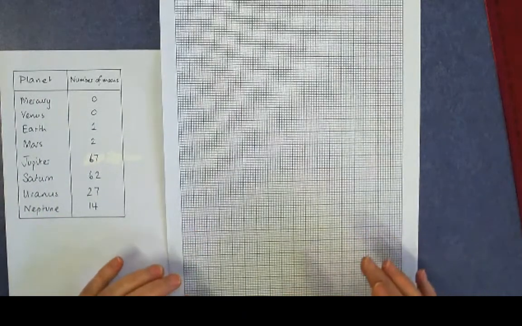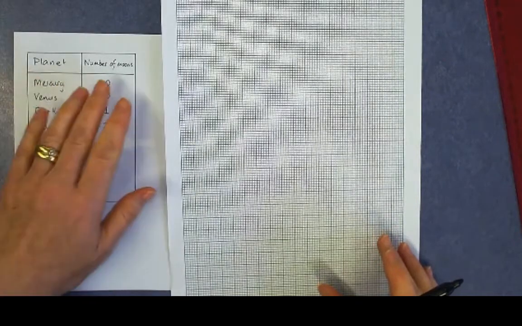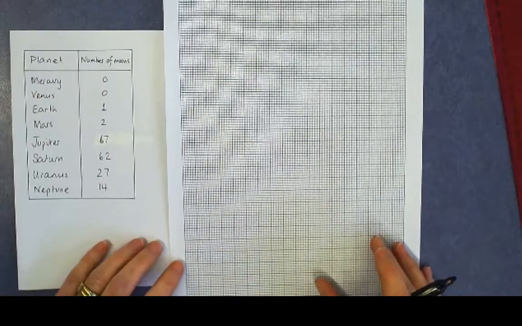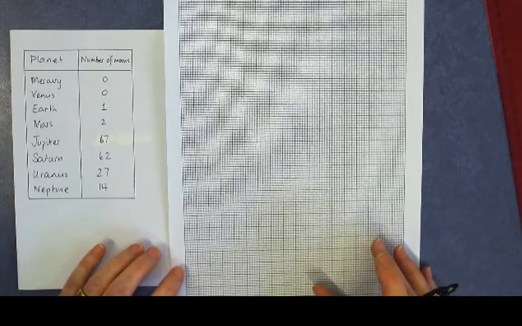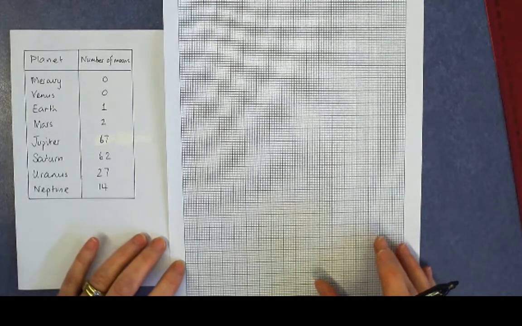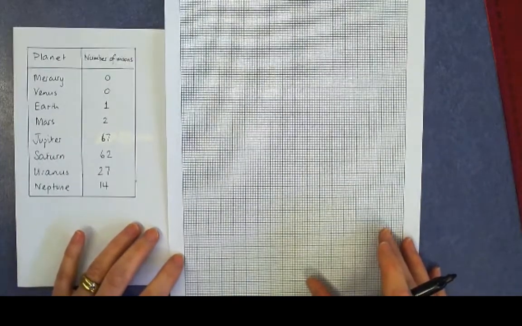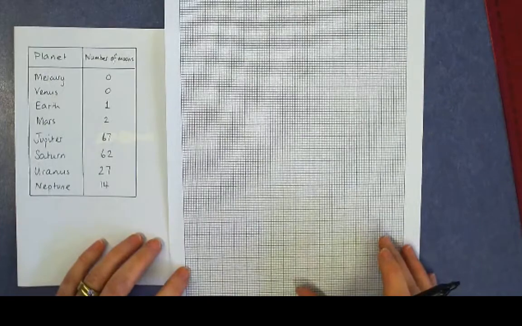Let's look at how to draw a column graph using this information about planets and their moons. Remember, to draw a column graph, we need to make sure that, like all graphs, the graph takes up most of the graph paper available. So we need to pick a scale that's nice and large.